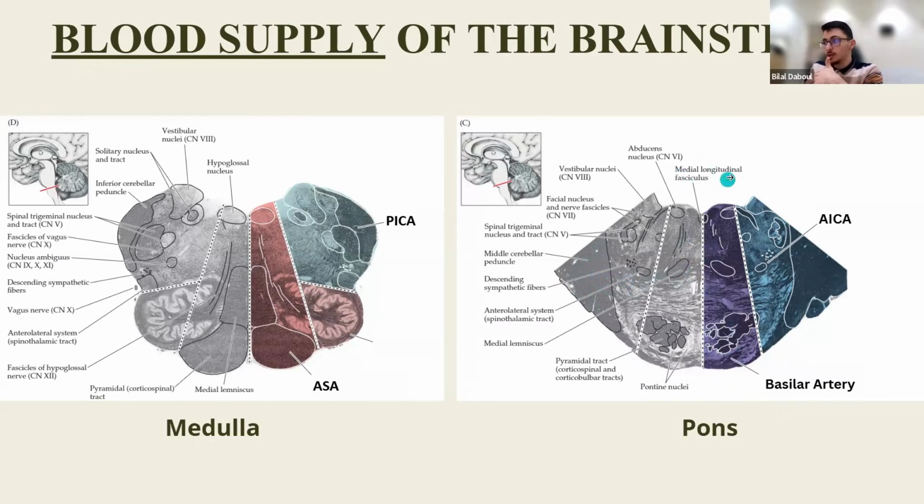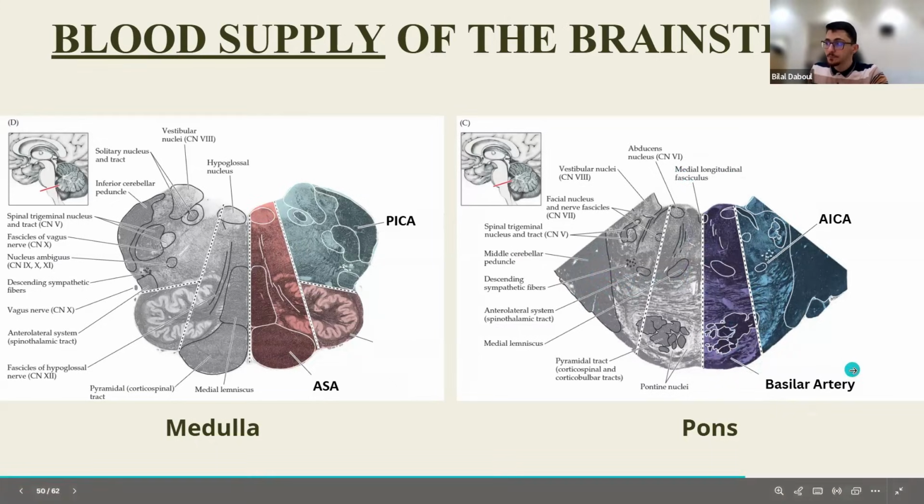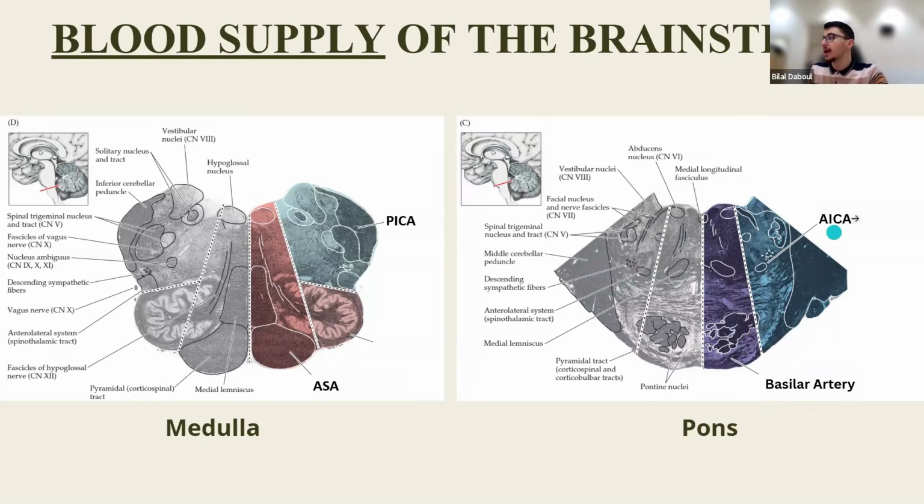The medial pons is supplied through the basilar artery, especially the ventral part, and the lateral pons is supplied through AICA, which is the anterior inferior cerebellar artery. So if I have an AICA stroke, typically it will present with the same signs as lateral medullary syndrome, but with facial motor nucleus involvement. So I would have facial hemiparesis.